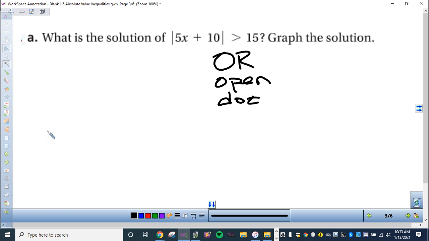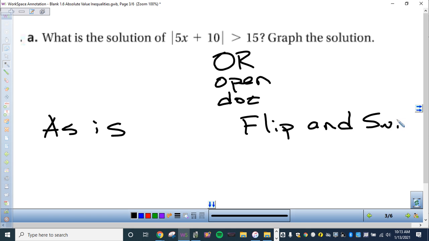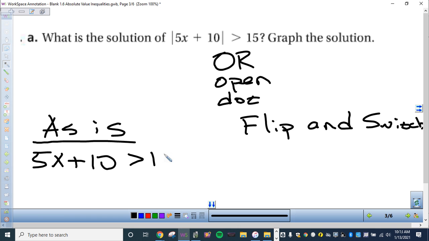So, as is equation, flip and switch. As is, we got 5x plus 10. Give me thumbs up. You already did it. Never mind. Hopefully you realize you were going to get integer answers, right, and what we were thinking about before, because each of those 3 numbers is divisible by 5. That's how you know you will get an integer answer.